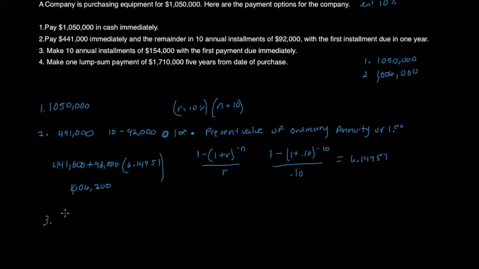Okay, so scenario three is to make 10 annual installments of $154,000 with the first payment due immediately. The first thing we're going to do is the present value of an annuity due. And this equation is pretty overwhelming.